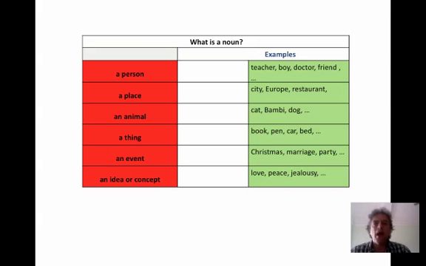So, what is a noun? Nouns could be someone or something. People, places, animals, things, these are all nouns. But nouns can also be more abstract things like an event, an idea, or a concept.